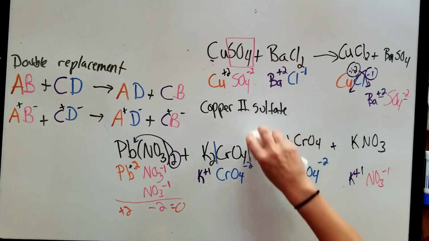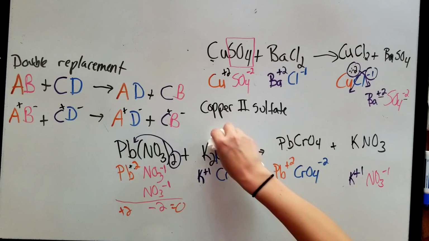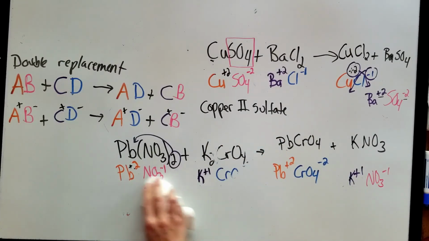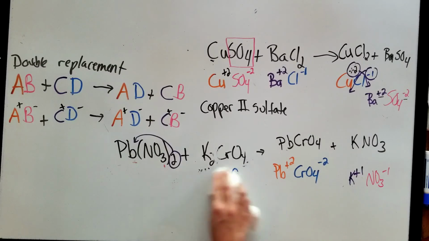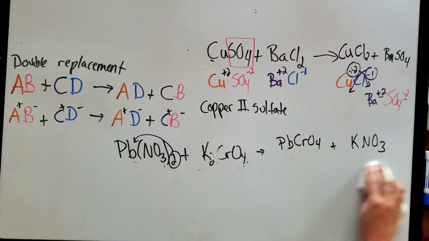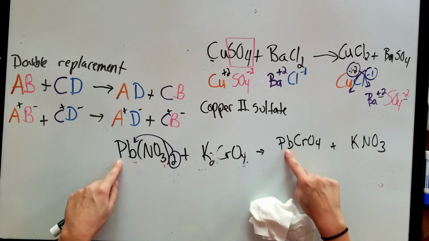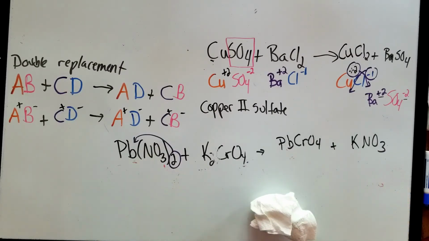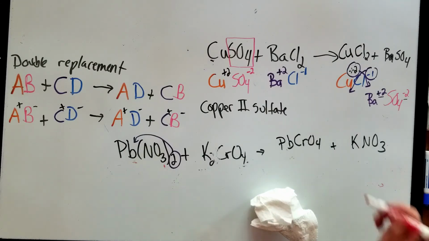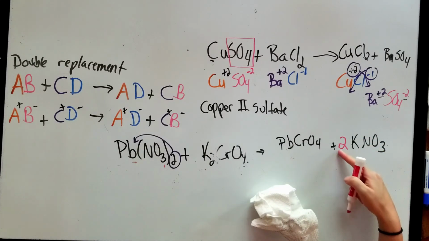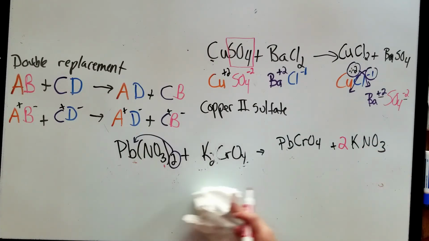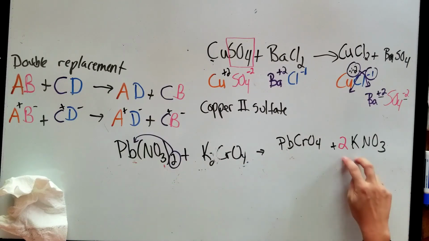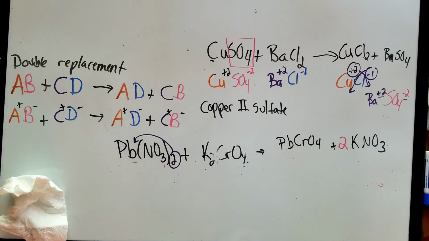All right, is this one balanced? I'm erasing stuff. It actually is not. So to balance it, see, one lead, good there. NO3, there's 2 of them. Over here, only one NO3. So I'm going to add a 2 here. That will give me 2 potassiums and 2 NO3s. 2 potassiums, 2 NO3s. Now it's balanced just by putting that 2. Double replacement reactions are very nice to balance.